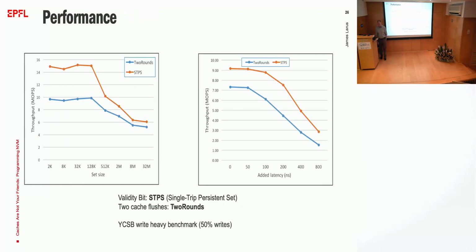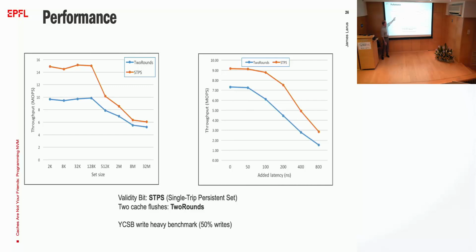The other question is, does it matter? And so we implemented two write sets, basically a data structure that, what is this? This is the YCSB. So it's basically a memcached-like system using a very write-heavy benchmark. There are two implementations. The red bar uses the single trip persistence set, which is the technique where we use a valid bit and only do one cache line flush.